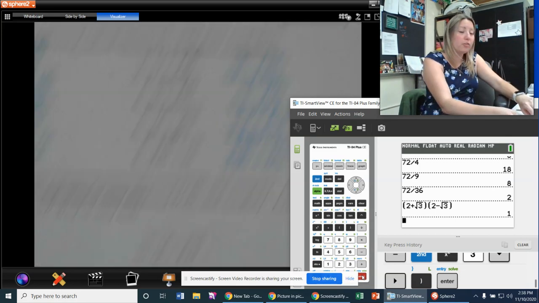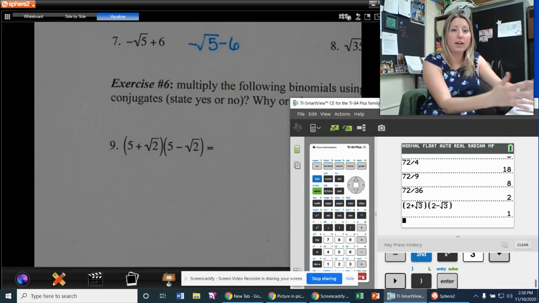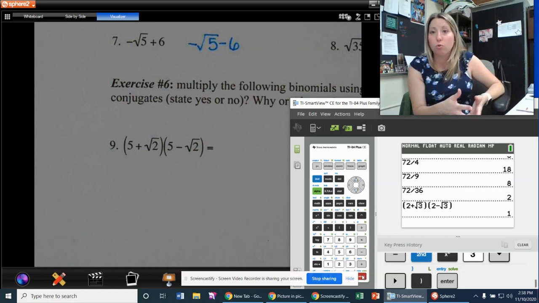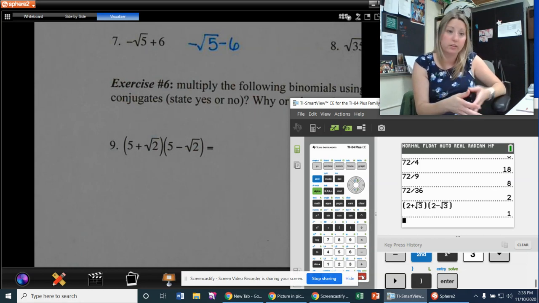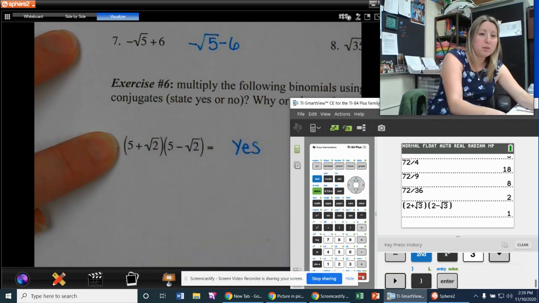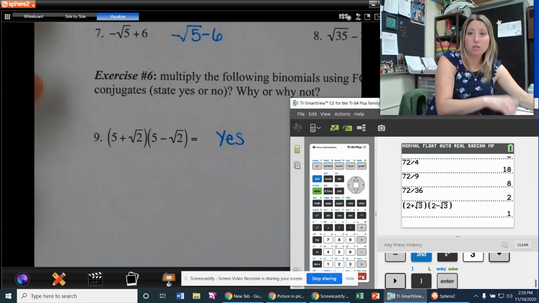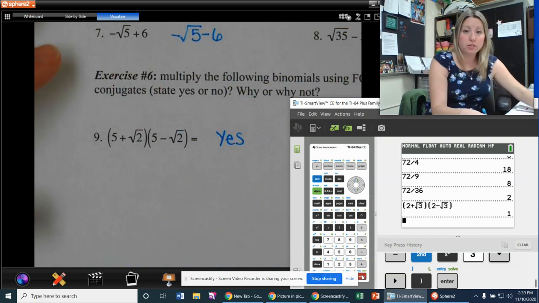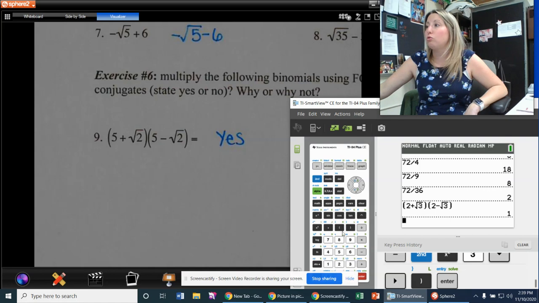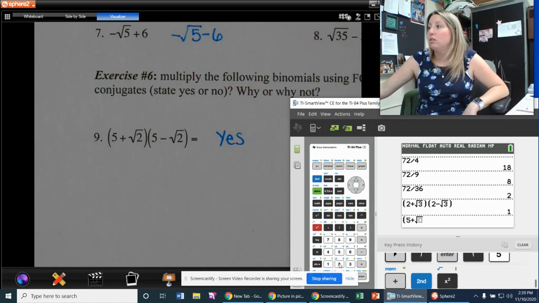Now, some questions on your homework are like this, where part of it I want you to state yes or no as to whether or not these are conjugates. So the answer here, yes, these are conjugates. Why? Because they're the same numbers in the binomials, but different signs between them. And when that's the case, you can just go straight to your graphing calculator and enter them. Okay? So this is fine by me.